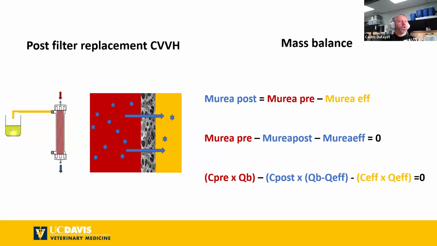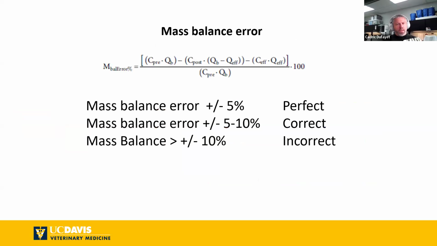And so you can rewrite that equation with the concentrations and the flows, just like we saw previously. And the way they decided to look at that is they would take those three samples and calculate what they call the mass balance error, which is basically all these concentrations and flows divided by the concentration pre in the blood flow times 100. And so if your mass balance is exactly on spot, your mass balance error is going to be 0%.